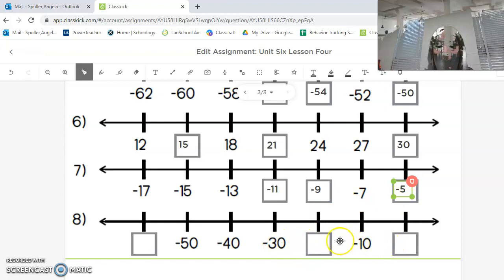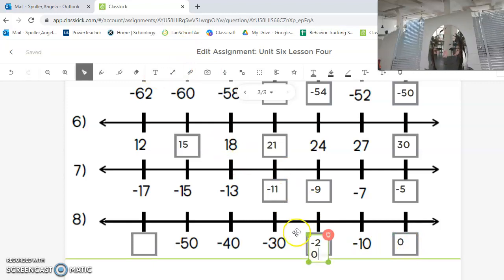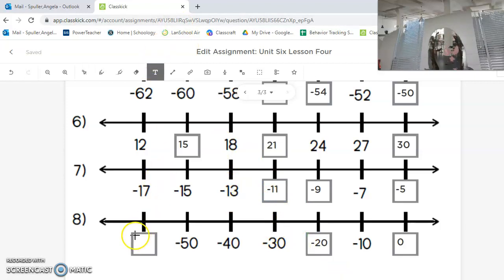Okay, let's look down here. Count by tens. So here's negative 10. What comes before negative 10? Well, if I take 10 away, I get 0. 0, negative 10, negative 20. Negative 30, negative 40, negative 50, and negative 60.